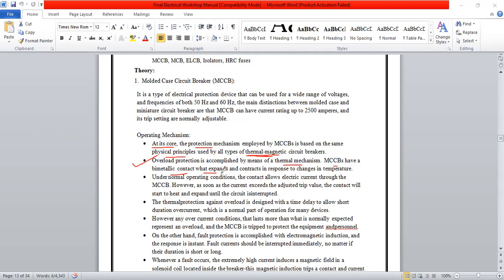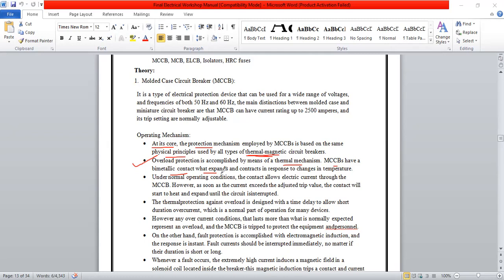Now under normal operating condition, the contact allows electrical current through the MCCB. So if normal operating condition is there, that means the circuit breaker is operating very well, as well as in normal operating condition without overloading, or without any fault occurring. At that situation some current will be flowing through that circuit breaker.